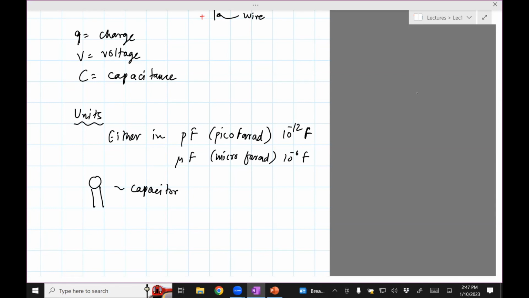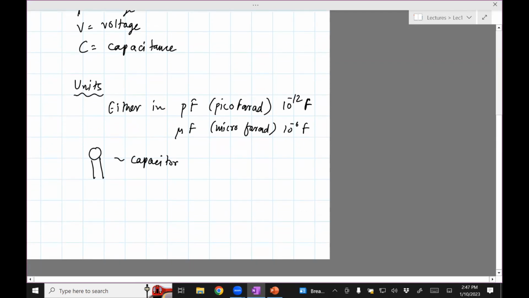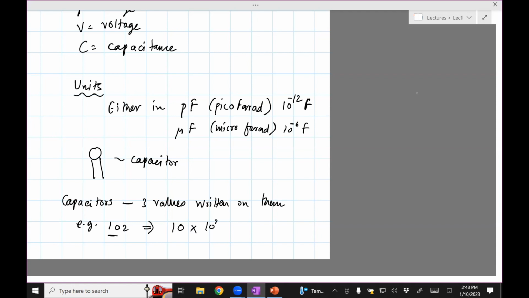Capacitor. You can connect either terminal to positive or negative. It doesn't really have a polarity. You'll see that capacitors have three values written on them. Just like the bands on a resistor, there are three numbers, and those three numbers give you the capacitance. For example, if the numbers are 1, 0, 2, that means the capacitance is 10, the first two digits, times 10 raised to 2.